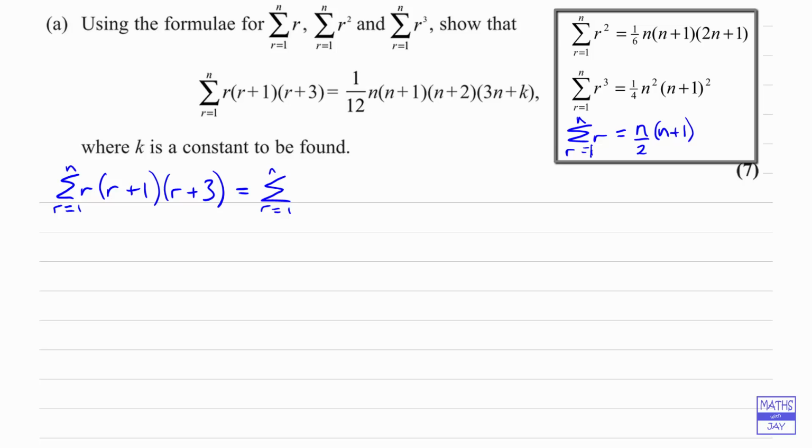So that will end up giving us r squared times r will be r cubed. And then we'll get 3r and 1r, so that's 4r times r, and that will be 4r squared. And then finally we'll have the 1 times 3, and then multiplying that by the r will give us 3r.